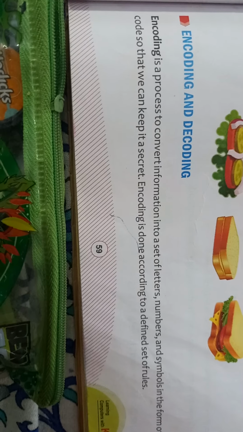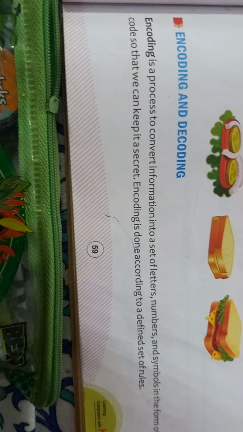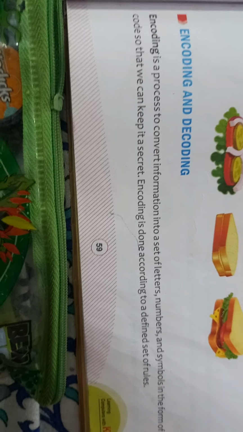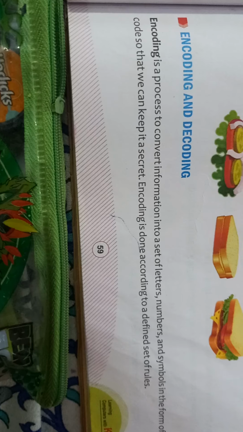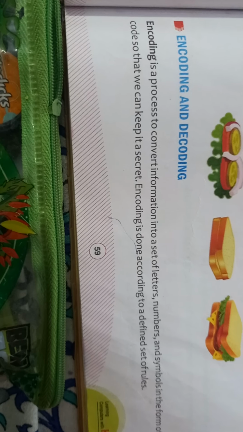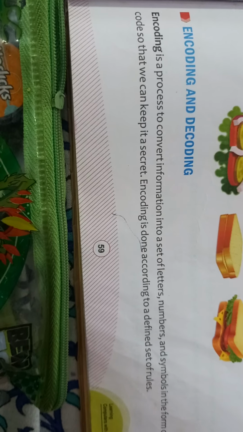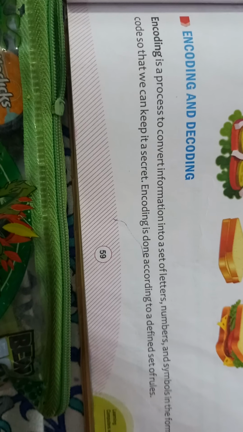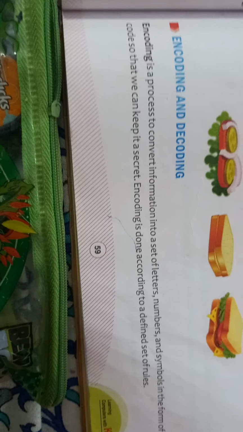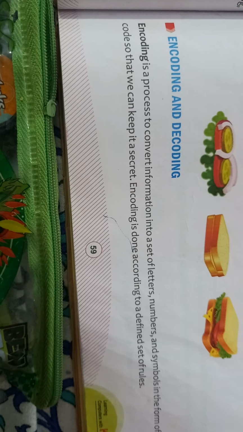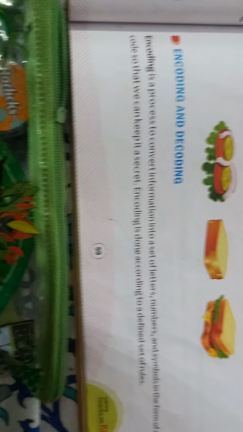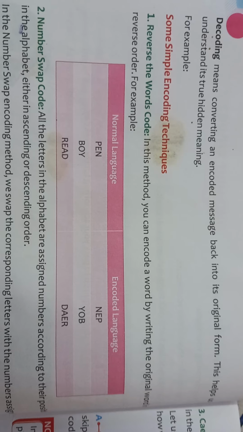What is encoding? Encoding is a process which we use to hide any information. It can be in the form of letters, numbers, symbols, so that we can keep our information secret. Encoding is defined according to rules.